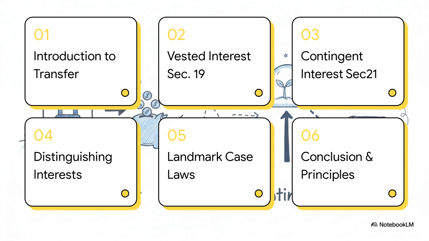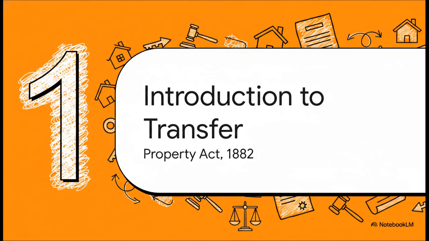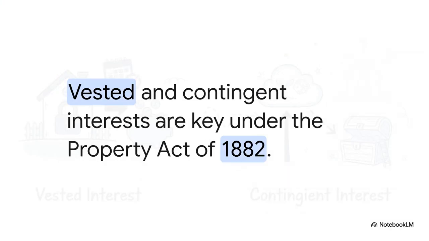Let's move to our first structural heading. Write this heading boldly at the center of your page. 1. Introduction to Property Transfer. The distinction between vested and contingent interests is a key concept under the Transfer of Property Act 1882, particularly under Sections 19 and 21. Write that down exactly as stated.